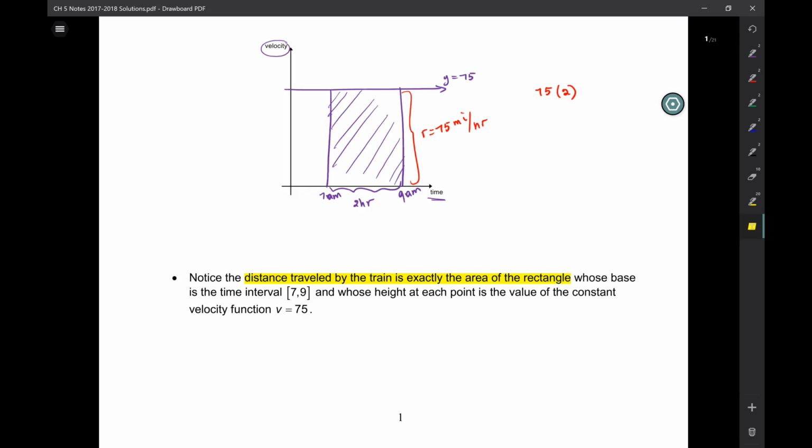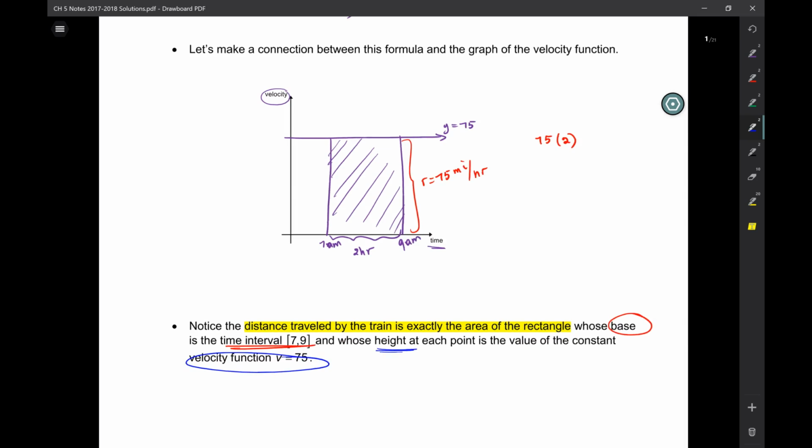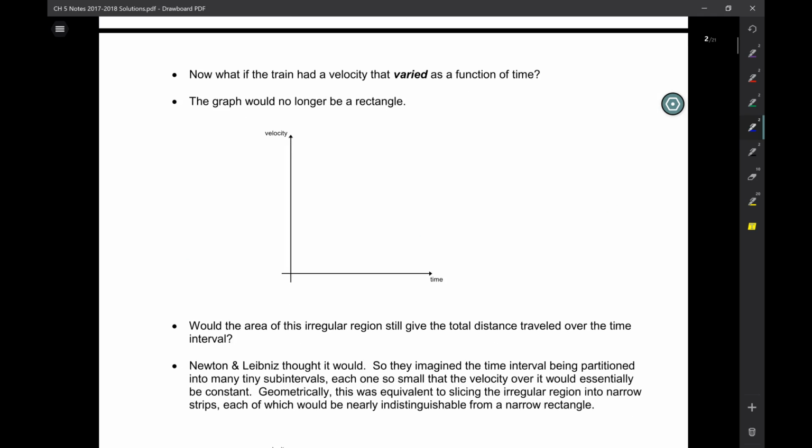And now, what is the base? The base is the time interval. The height is the velocity. All right. How often, though, is the train just traveling at the same speed? Not very often. A lot of times, the velocity is going to vary.